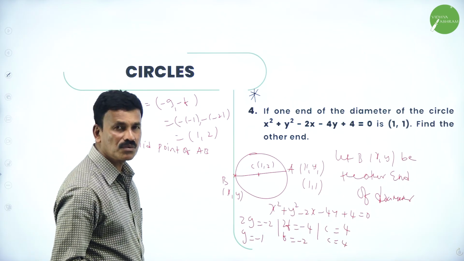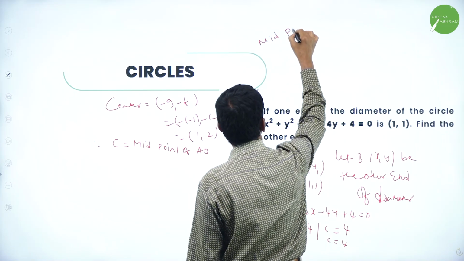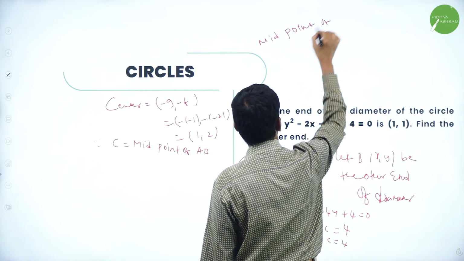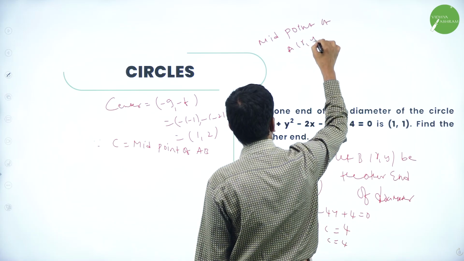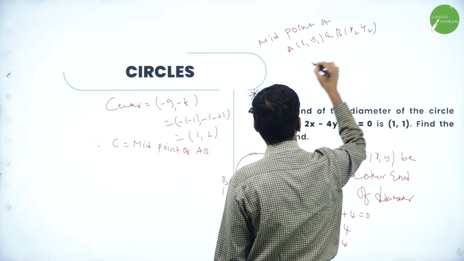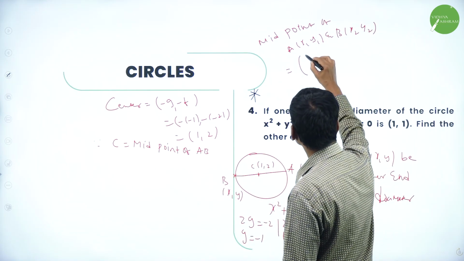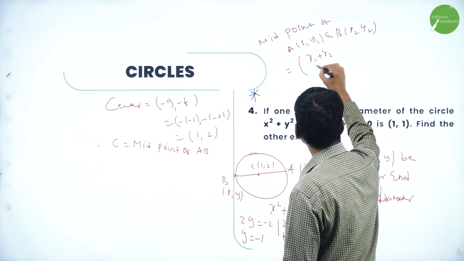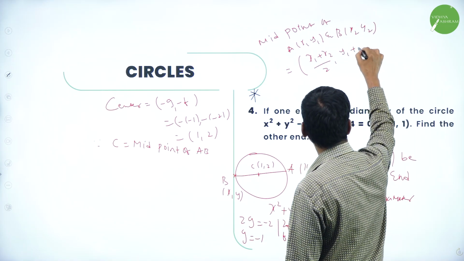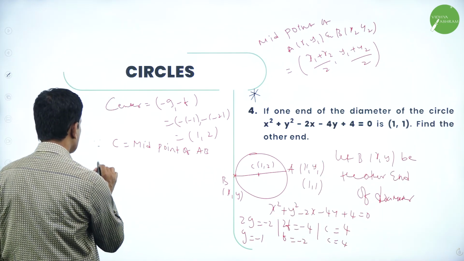Just use the midpoint formula. What is the midpoint formula? The midpoint of A (x1, y1) and B (x2, y2) is ((x1 plus x2) divided by 2, (y1 plus y2) divided by 2). See, the center is (1, 2).